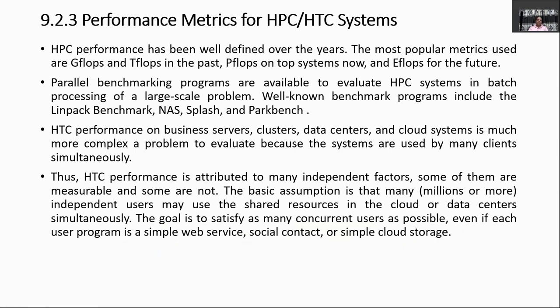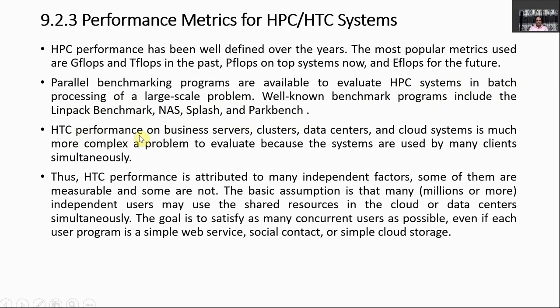There are some performance metrics which are being used for HPC or HTC systems. So for HPC, performance has been defined over the years. The most popular metrics used are GFLOPS and teraflops in the past, petaflops on top systems now, and exaflops for the future. Parallel benchmarking programs are available to evaluate HPC systems in batch processing of a large scale problem. Well-known benchmark programs include the LinPack benchmark, NAS, Splash, and Parkbench.